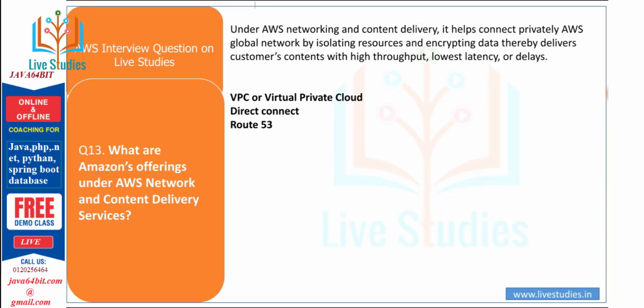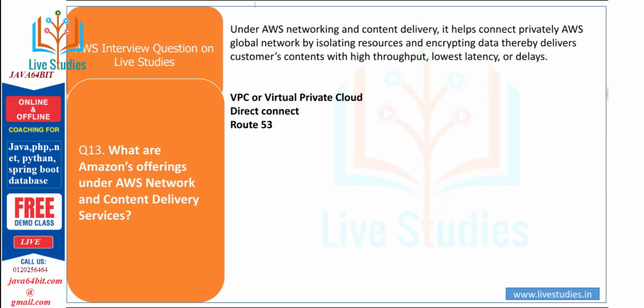Another question is, what are Amazon's offerings under AWS network and content delivery services? The AWS networking and content delivery helps connect privately to the AWS global network by isolating resources and encrypting data, thereby delivering customers' content with high throughput and lowest latency or delays. Amazon's offerings in network and content delivery are VPC, Direct Connect, and Route 53.